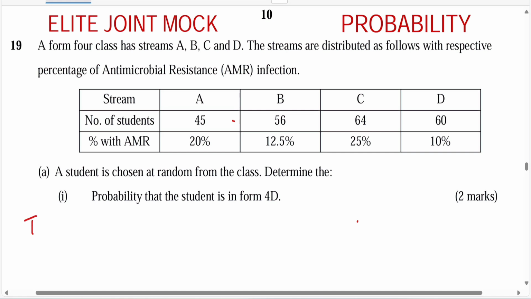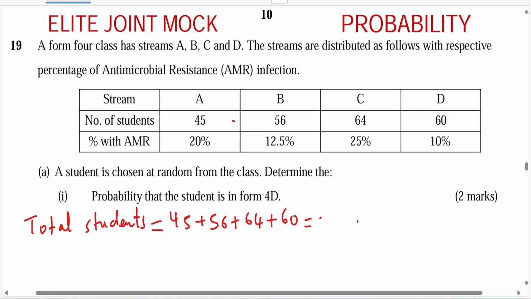First, you need to find out the total students present in each stream and add those up. So for Form 4A we have 45, add it to Form 4B, add it to Form 4C, and also add it to Form 4D, and it gives you a summation of 225. Then let's find out the probability that a student is in Form 4D.